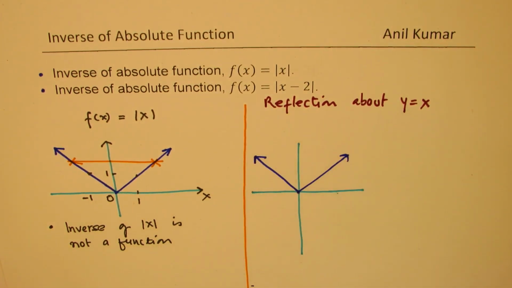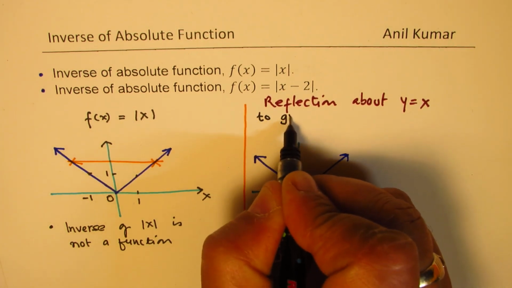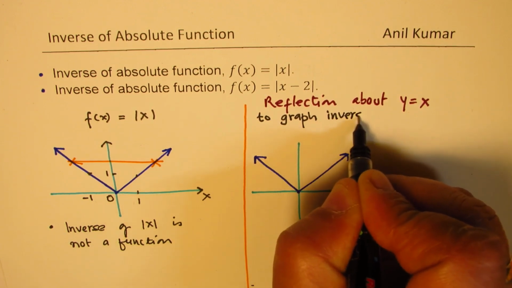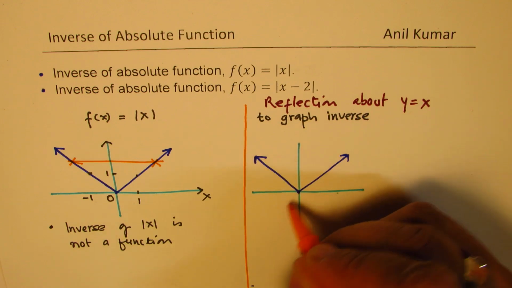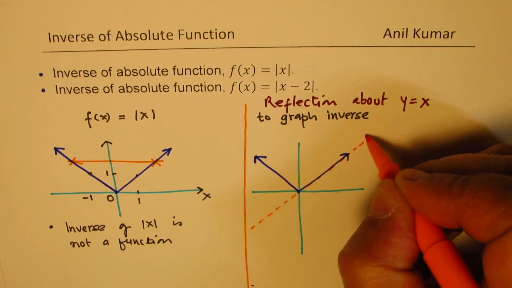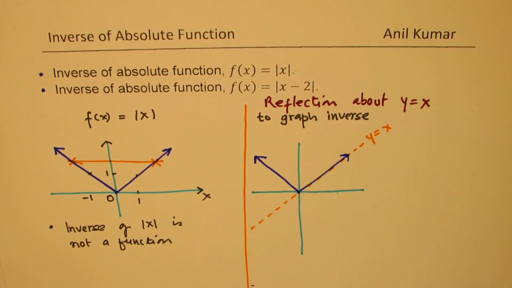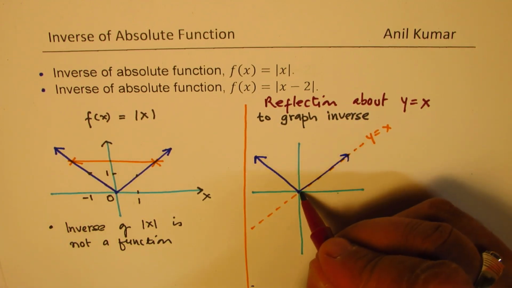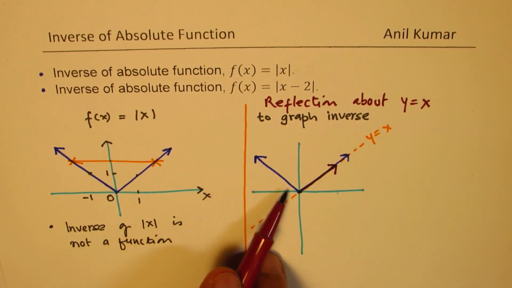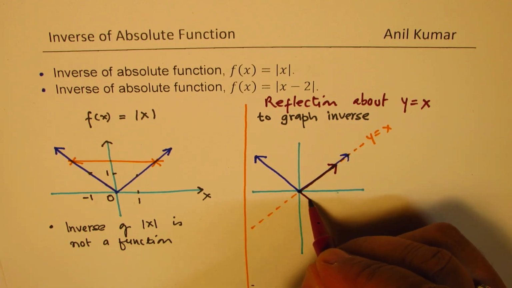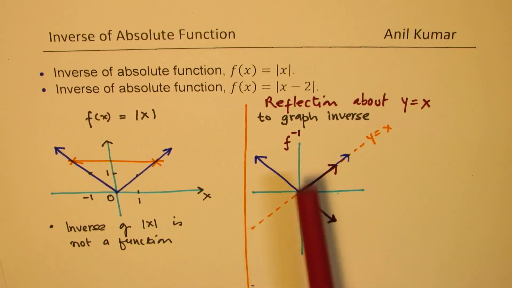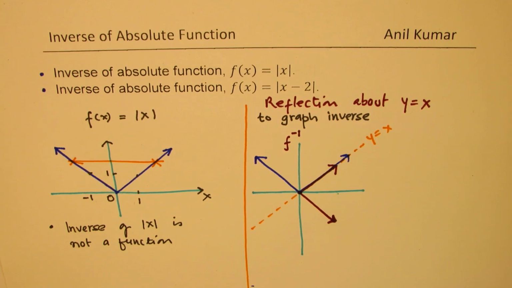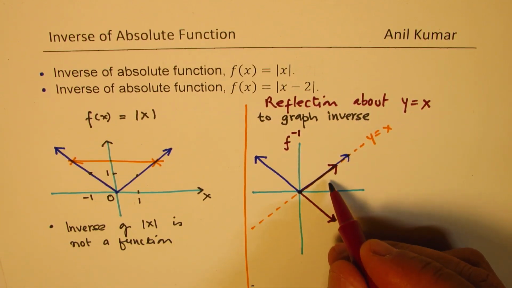When we say reflect about y equals x, the idea is to graph the inverse of the function. As you know, this particular line is along y equals x itself. So let me sketch this line y equals x. Now if I am reflecting on this line, then this part remains same. However, that part which is from -infinity to 0 gets reflected. And so we do get the inverse, which is definitely not a function. So this is the inverse of the absolute function, and it is not the function itself. Is that clear to you?